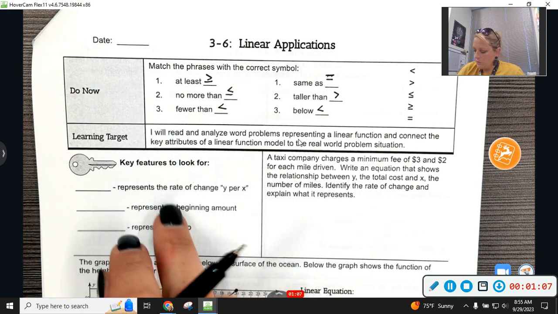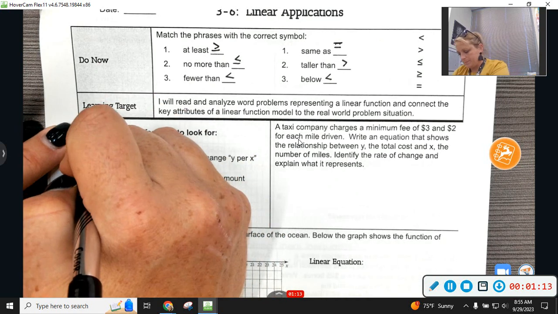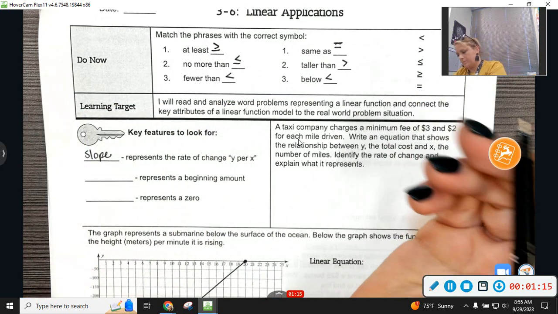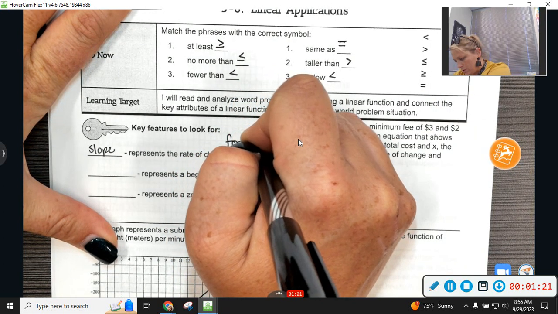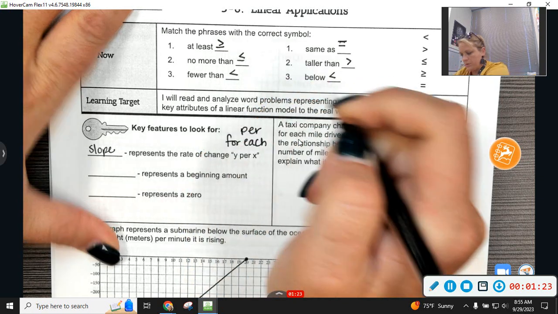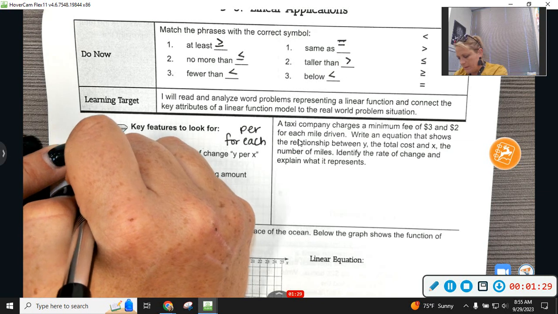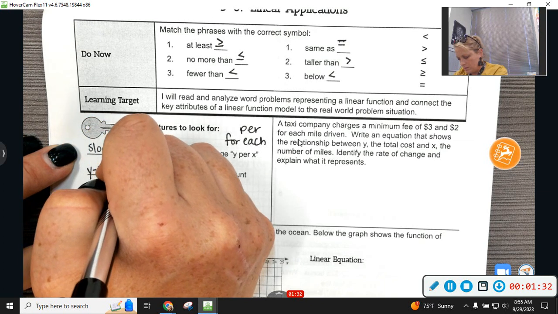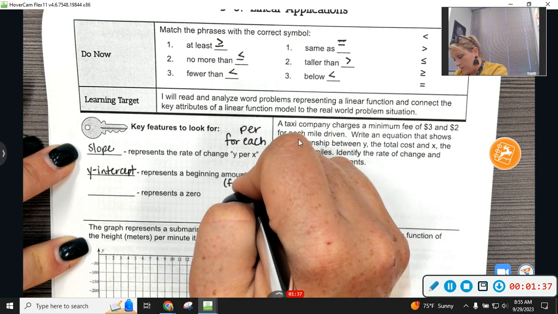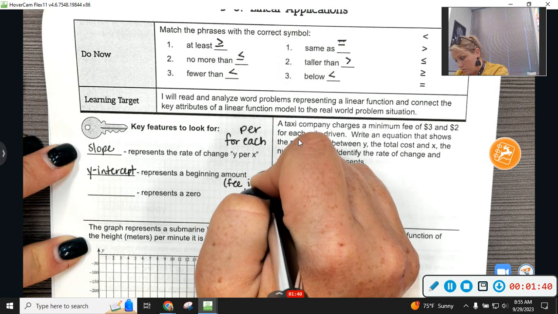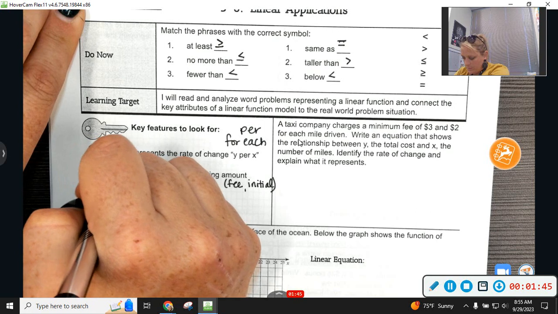So key features to look for: represents the rate of change, y per x. That's your slope. You might see the words for each, for, per. All of those things are slope. Your y-intercept represents the beginning amount. It might be like some fee, or you might even see the word initial. And then your x-intercept represents a 0.